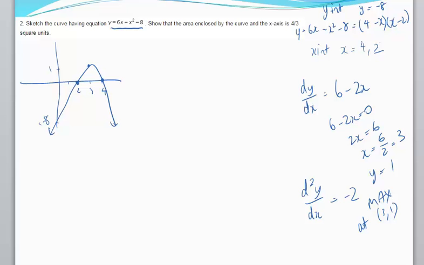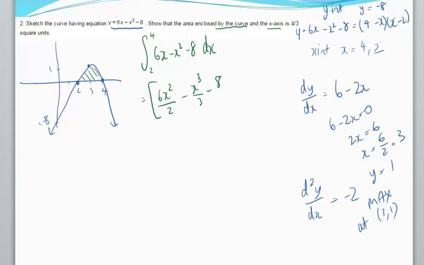Now we want to find the area enclosed by the curve and the x-axis. We're going to find this area in here. What we want is the area between x equals 2 and x equals 4 for our equation, 6x minus x squared minus 8. When we integrate, we have 6x squared on 2 minus x cubed on 3 minus 8x, between our points 4 and 2.